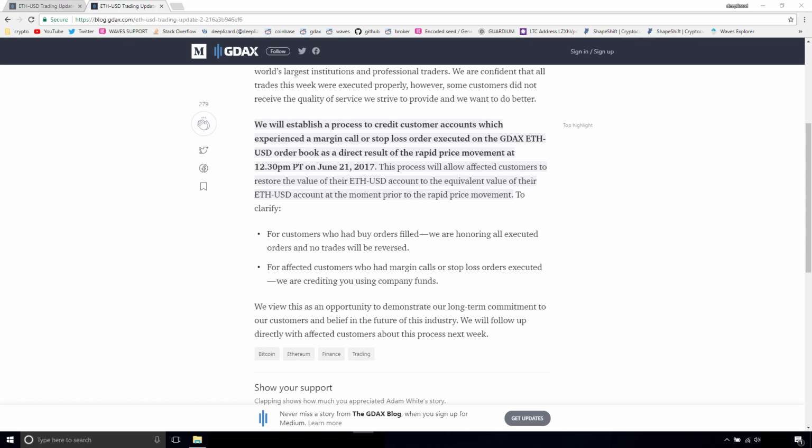But we can't rely on GDAX. We need to be protecting ourselves with limit orders and understanding how these markets work. If we're going to be participating and using GDAX, as it's a more sophisticated tool, we have to understand how it should be used.